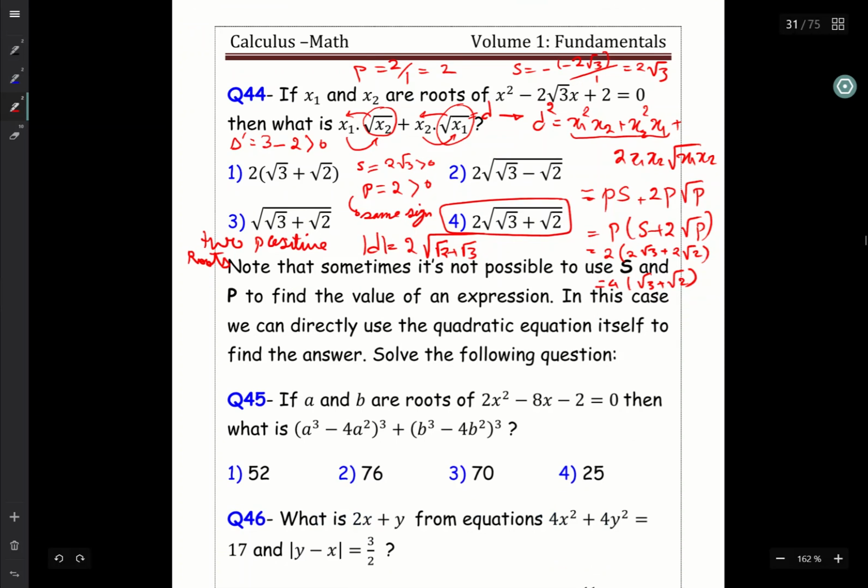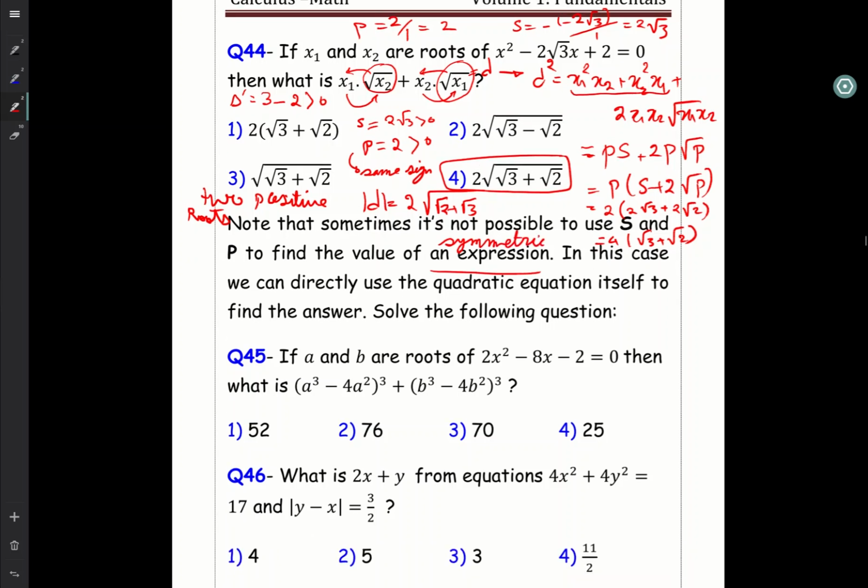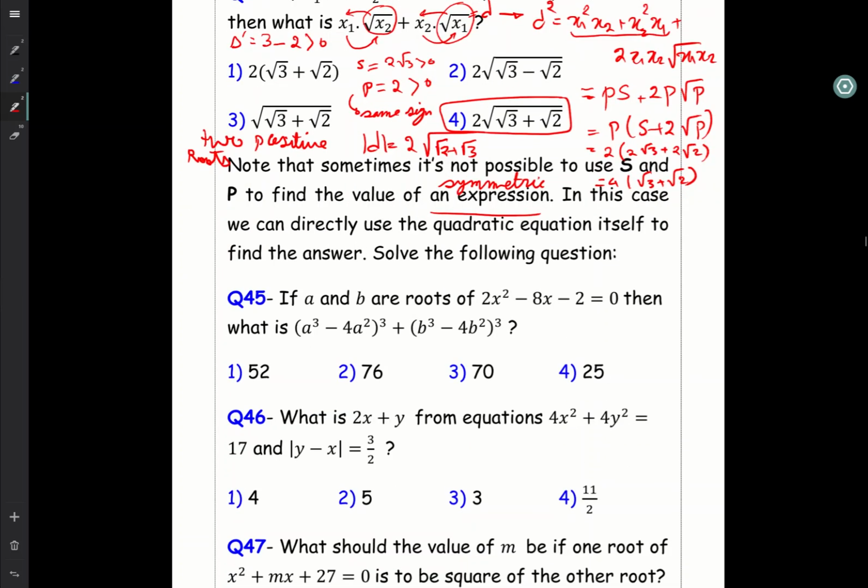Right, note that sometimes it's not possible to use S and P to find the value of an expression. Again, our main assumption was that the expression that we're trying to write in terms of S and P is a symmetric expression. If it's not symmetric, then, well, it's not possible in general. But we can always directly find the roots and then substitute for them. In this case, we can directly use the quadratic equation itself to find the answer.